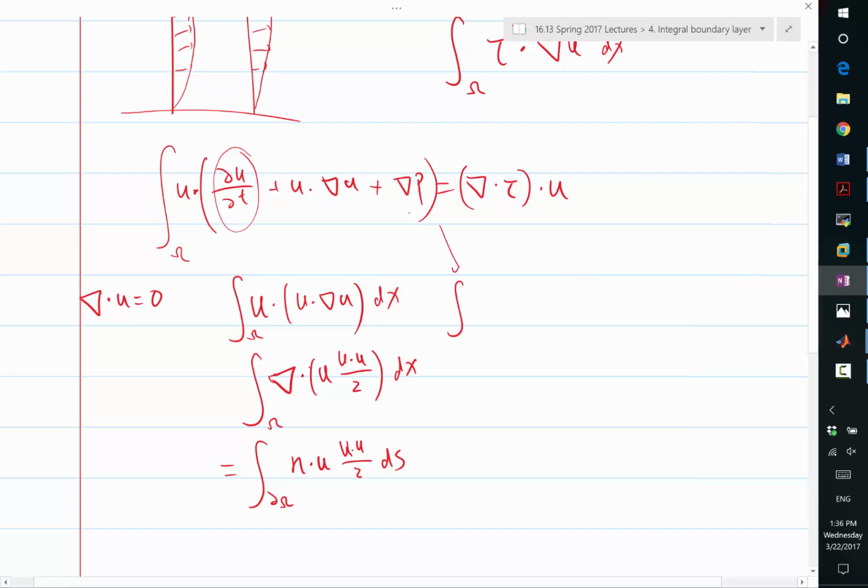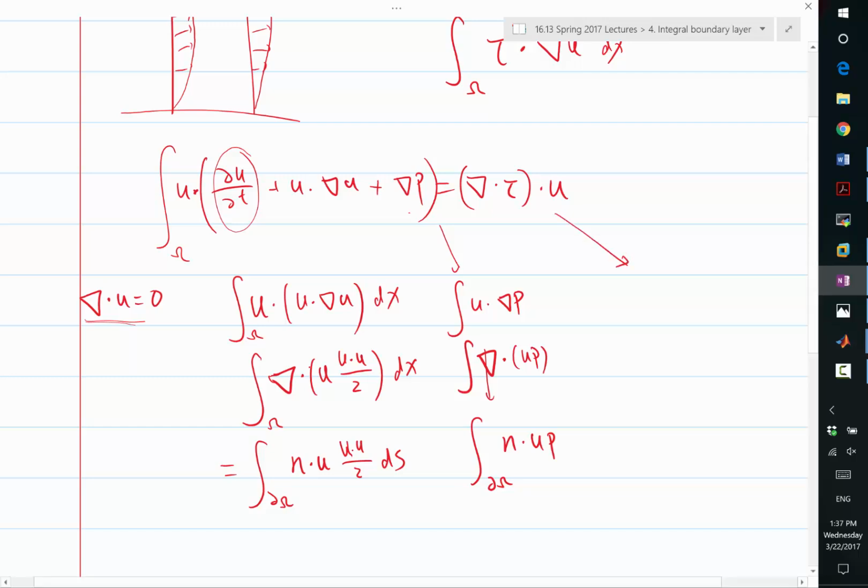And this term, integration of u dot grad p, can be integrated by parts. Again, if you combine this with the divergence of u equal to 0, this can be converted into integration of the divergence of u times p, and that through Gauss's theorem becomes n dot u times p. What is that? That's the work done by the pressure, right, on the surface.